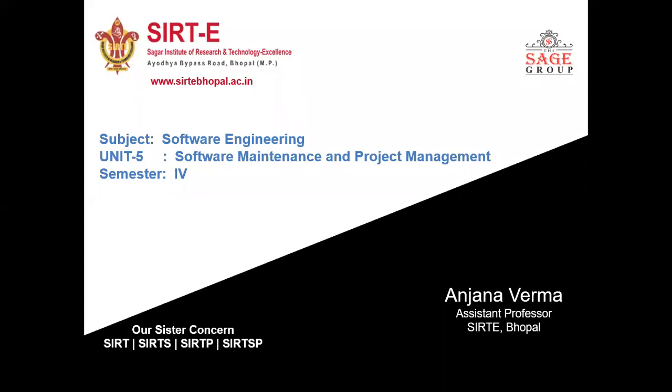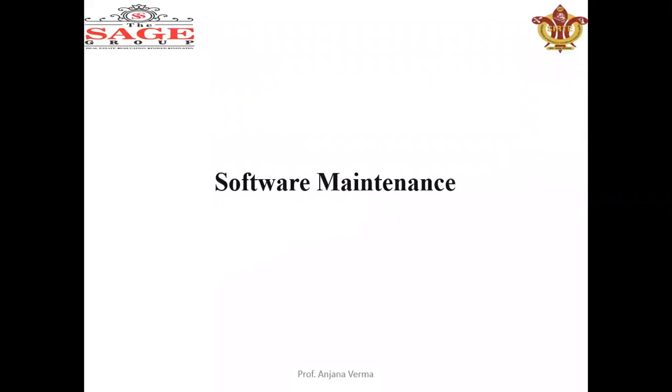Hello everyone. Today we will start the fifth unit, software maintenance and project management. As you know, in your software development life cycle, SDLC, the first part was analysis and planning, the second part was designing, then implementation, testing, and after that, when we deliver the product, we have to take care of that product for some reliable time, for what we have given.